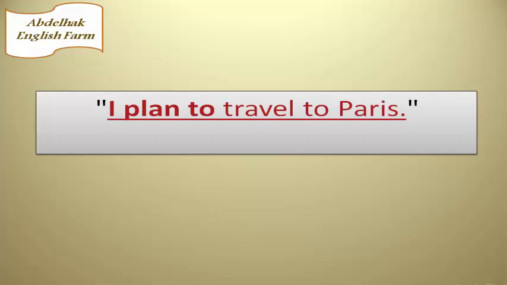I plan to travel to Paris. My friend, let's pay attention here. As you see, we have "I plan" and we have "to," and the next word starts with T. So what do you say here? Don't say a hard T. The T can be a little bit soft, not hard. I plan to travel to Paris. You can change Paris to a city or country, or you can say I plan to travel to Marrakesh, I plan to travel to Fez, I plan to travel to Agadir, etc. It's up to you to change this word.